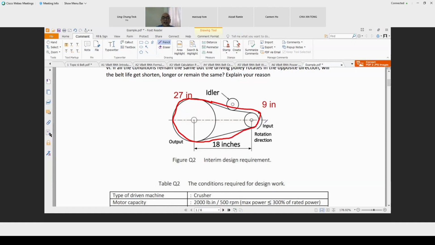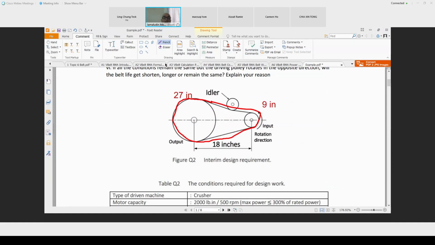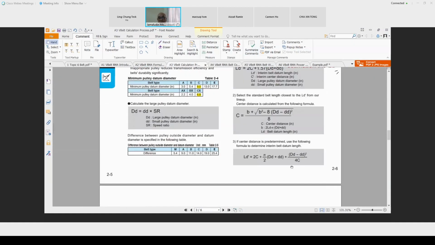If we have this configuration, 9 to 27, can you do a calculation using this equation? What is the LD value, the length of the belt here? Okay, this is going to take about 3 minutes again. Do the calculation and compare with my example. I give you 3 minutes.